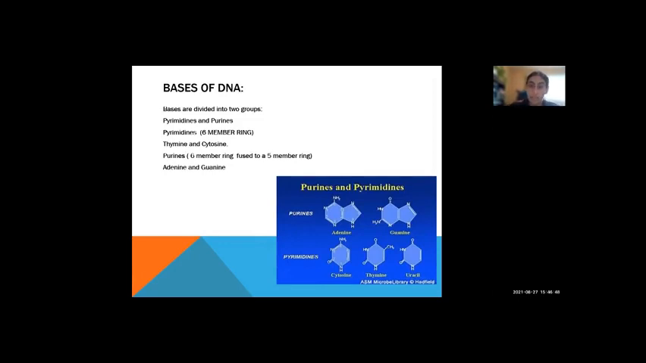Okay, let's talk about bases of DNA. Bases of DNA are divided into 2 major groups. It's purines and pyrimidines. So purines are double ringed. So there's a 6 ring and a 5 ring fused together. And purines are adenine and guanine. And then we have pyrimidines, which is thymine and cytosine. And they have 1 ring, which is 6 carbon. Okay, I just want you to remember the most important thing here about pyrimidines and purines. Pyrimidines always bond with a purine. Okay, let's go to the next slide.